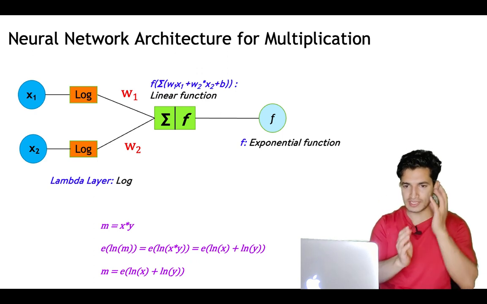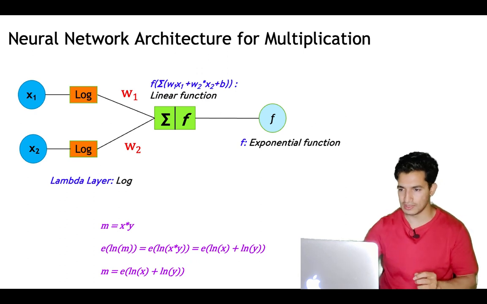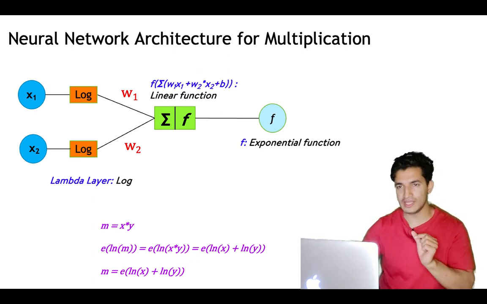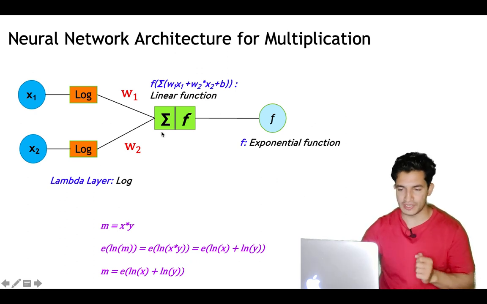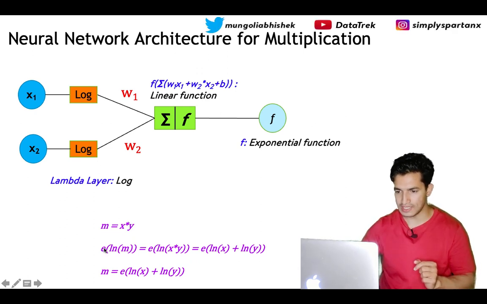Now looking at multiplication. We have seen the neural network architecture and what happens in each neuron: there is a summation of weights with inputs, and that is passed through a nonlinear activation function. But what we need to do here is multiply two inputs, x1 into x2. That is a tougher operation, but we can use a trick. We know that multiplication means x cross y. If we take a log of both sides, and to nullify the log we take an exponentiation, right? Exponentiation of log m will be m only.